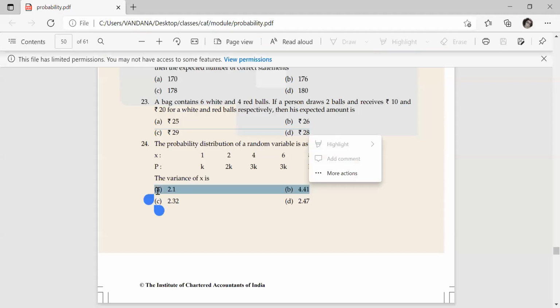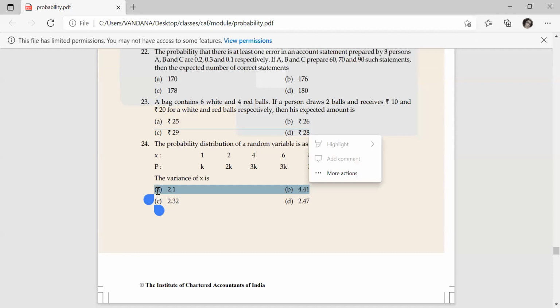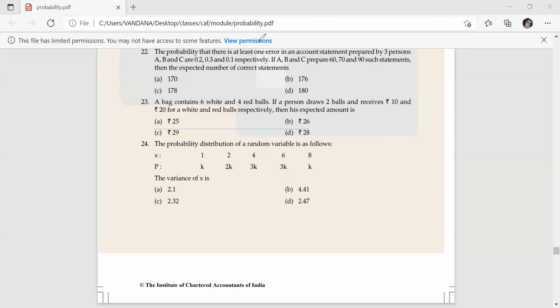A. Sorry, they asked for variance, so the answer is B. They have asked for variance, so your answer is B. I thought it was standard deviation, so I took the square root. Variance is asked, so the variance is 4.4. This is your answer.